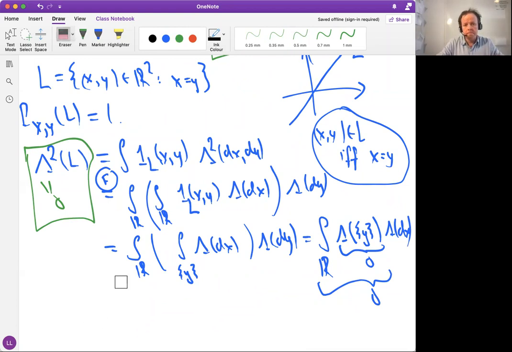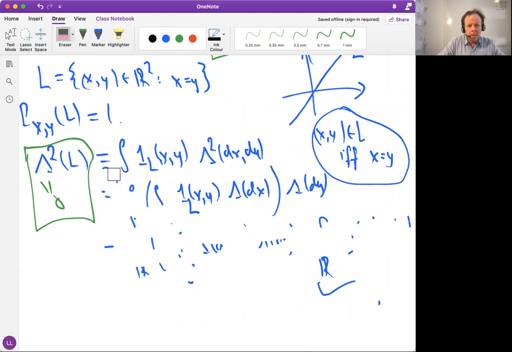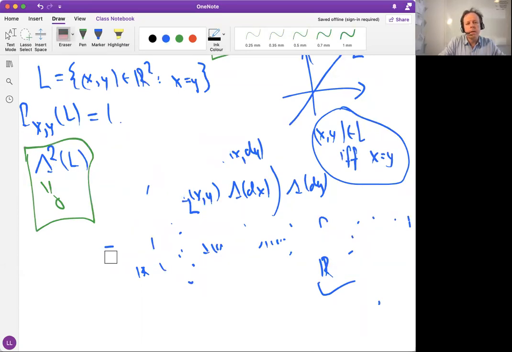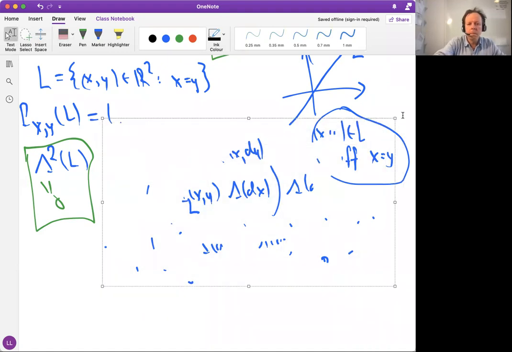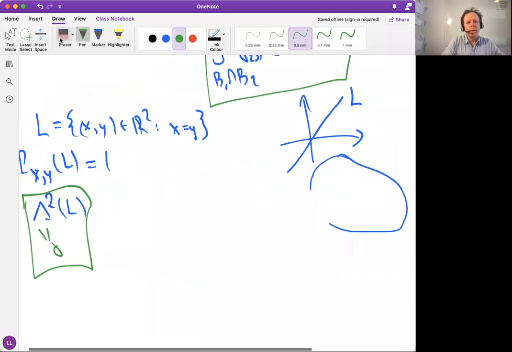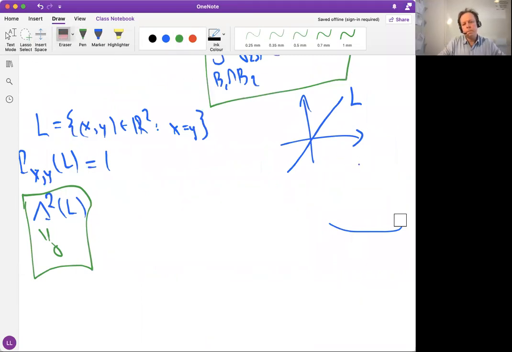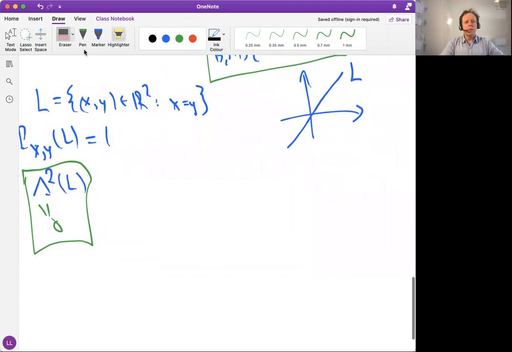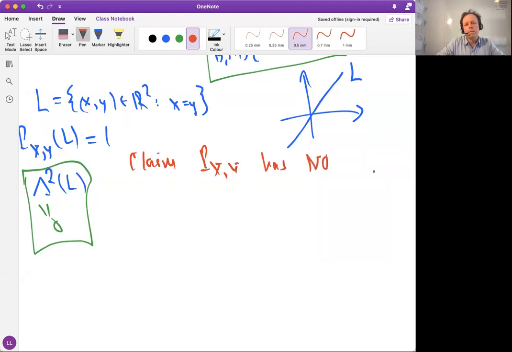Otherwise, I want to clean this one. This Fubini helped us to check that the two-dimensional Lebesgue measure of the line disappears. There's no measure or no mass on the line. And then what? The claim is that pxy has no density.